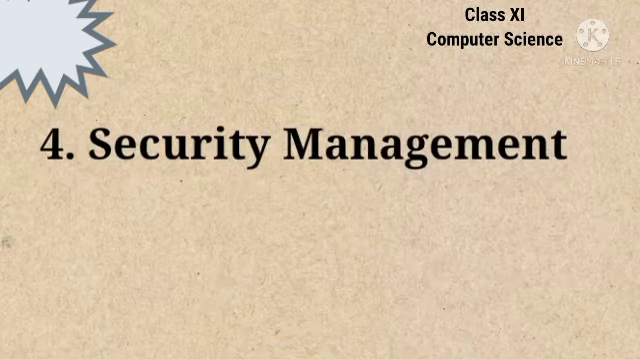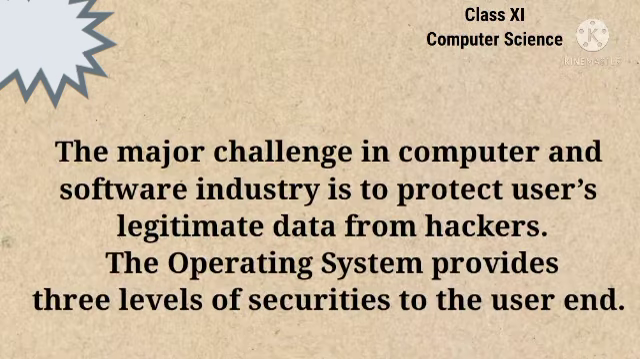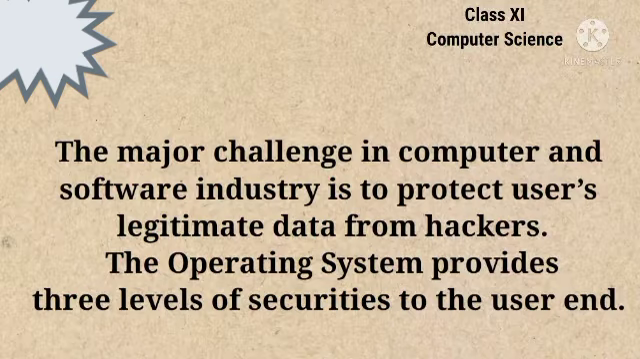The next feature of an operating system is security management. The word itself says security management. The major challenge in the computer and software industry is to protect the user's data from hackers. The operating system provides three levels of security to the user. That is the main purpose of the operating system. It provides security to the data from hackers.